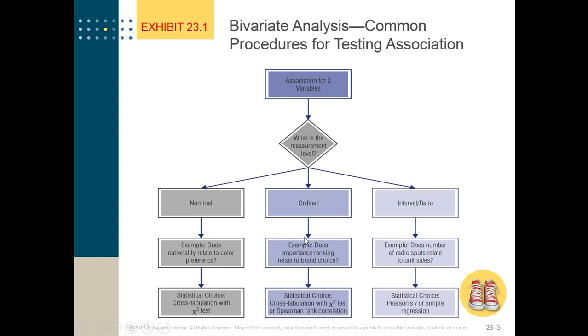Now, ordinal: the question is, does importance ranking relate to brand choice? So importance ranking, brand choice. We use the chi-square test once again because both the variables are ordinal. Then here, does number of radio spots relate to unit sales? So you have two variables, one is unit sales, another is number of radio spots. Since both the variables are ratio scale variables, we will use correlation or regression.